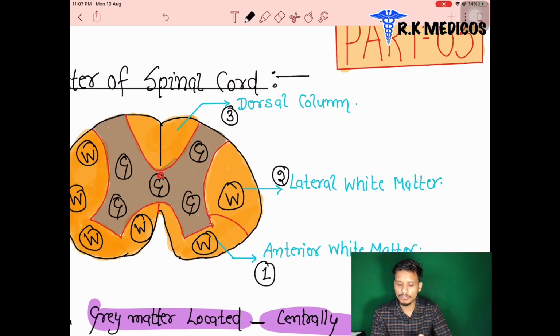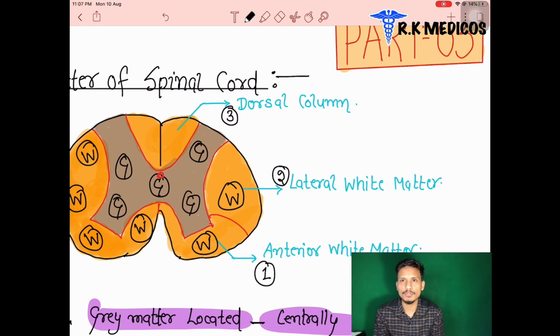Now we are going to see what the tracts are. What are tracts? Tracts are the collection of the axonal parts of the neurons. These are present in the anterior part. What are the tracts in the lateral part, and what are the tracts present in the dorsal part? And tracts are basically 2 types. I'm going to tell you the 2 types on the basis of their movement of information.